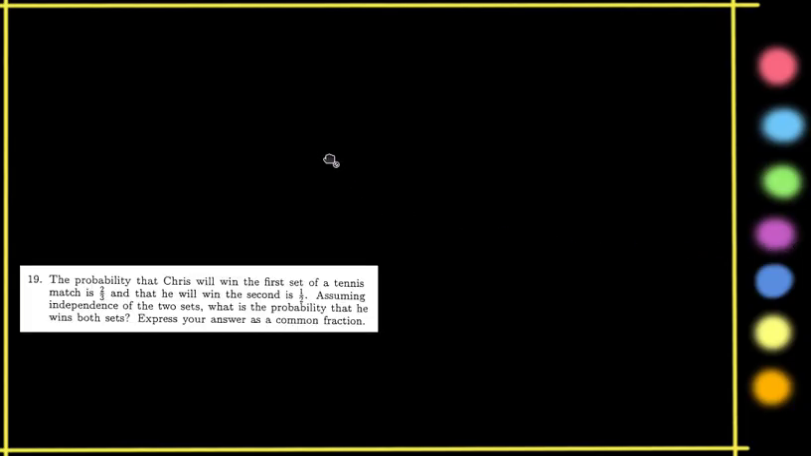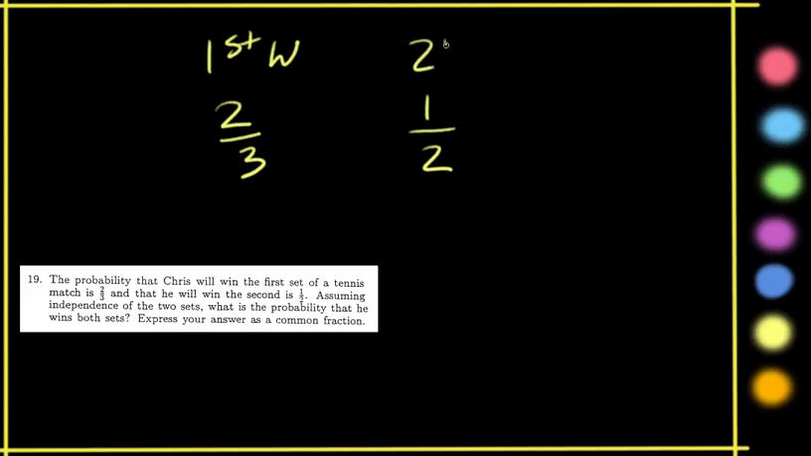This one says the probability that Chris will win the first set of a tennis match is 2/3. Okay, so 2/3 that he'll win the first one, and that he will win the second is 1/2. Okay, so it's 1/2. So this is the first match win, and this is the second match win.